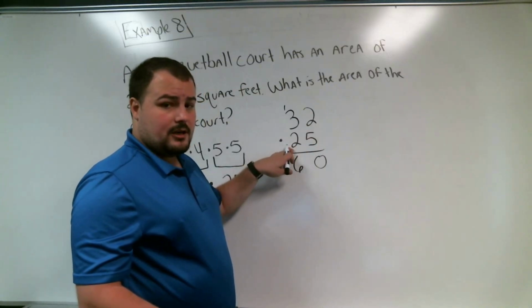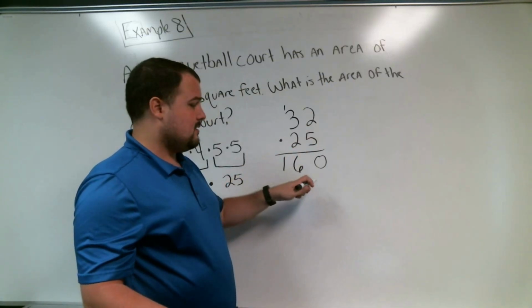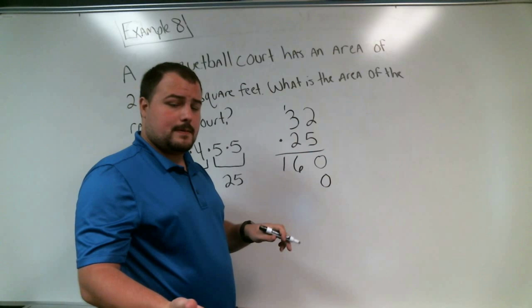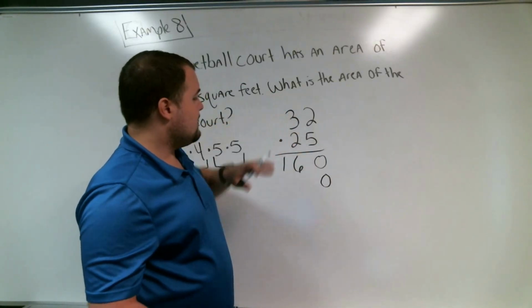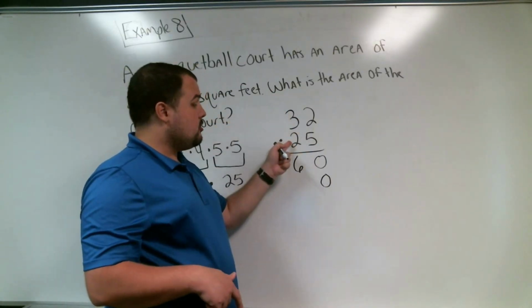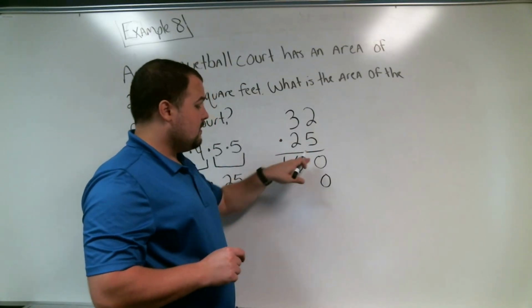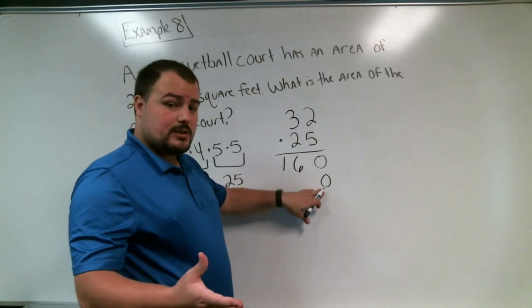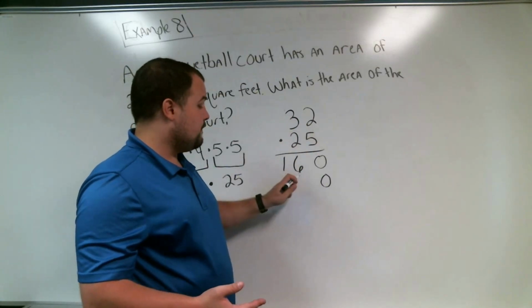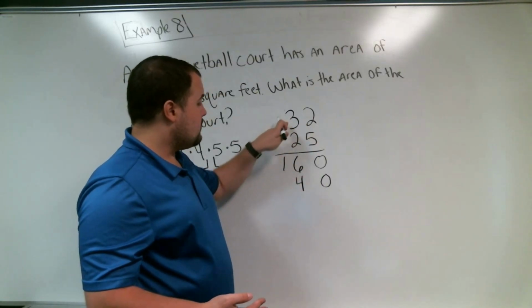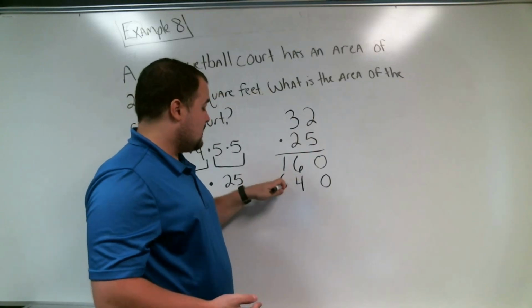Now when you start the second number, it's starting in the 10s spot, so you're going to put 0 in the 1s spot. Now I'm going to take this 2 and multiply it by 32 since I'm starting in the 10s. We don't have anything in the 1s because we're starting in the 10s. 2 times 2, that's 4. 2 times 3, that's 6.